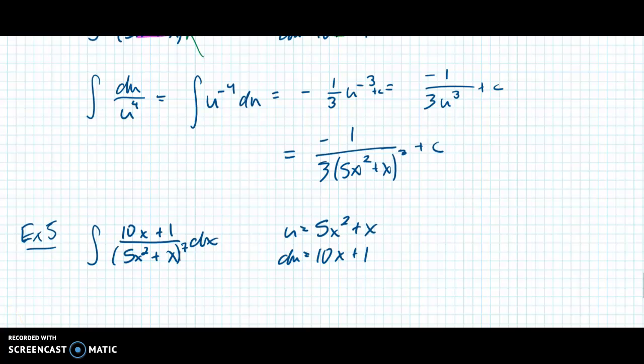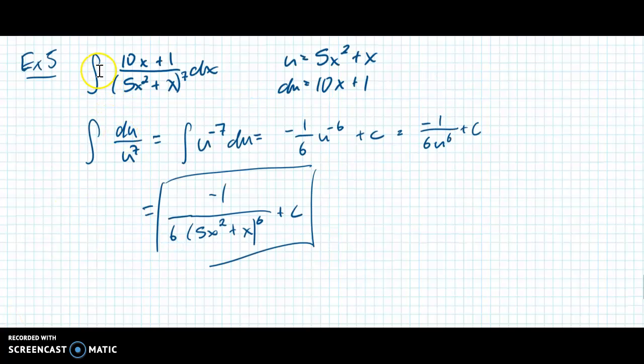Here comes the answer. All right, boom. We got this. It's du in the top, u to the 7th. Write it with a negative exponent. Do some power rule. Simplify with that exponent, and then plug the u back in. Negative 1 over 6, open parentheses, 5x squared plus x, to the 6th plus a constant.